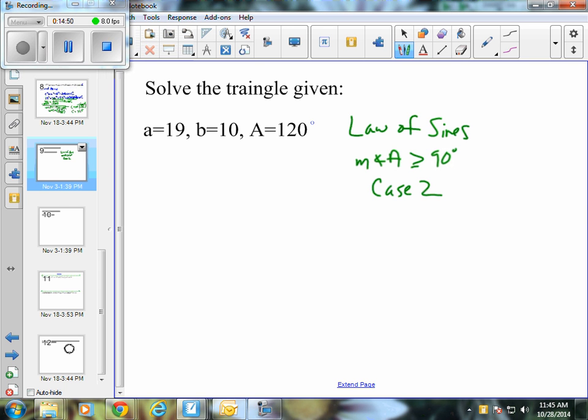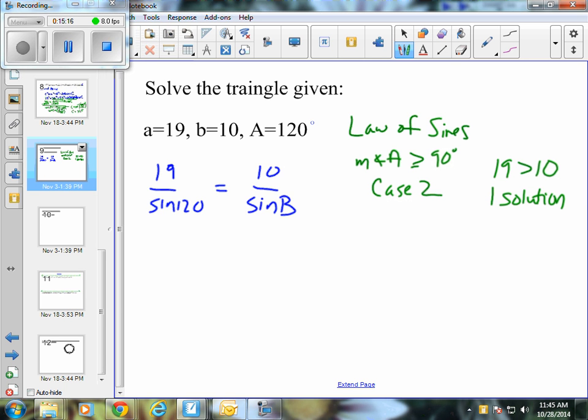We're going to go ahead and take a look at what they gave us for a side opposite. The side opposite is 19. That is greater than 10, which means we have one solution. So it's going to work because the side opposite needs to be longer. So we can go ahead and solve and find all those pieces. The first thing that you'd be solving for would be angle B. So we have 19 is to the sine of 120, as 10 is to the sine of angle B. So cross multiply, divide, take the inverse, and we would get for our angle B, 27.1 degrees.